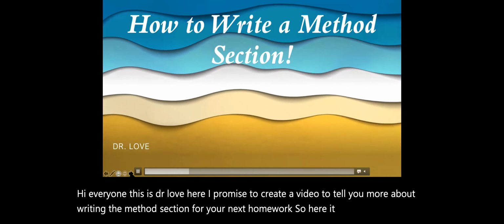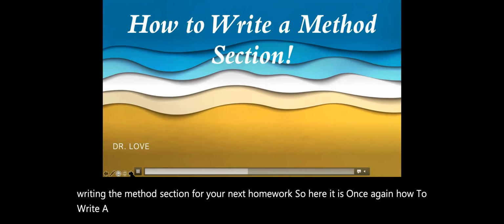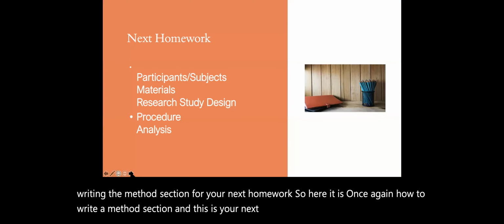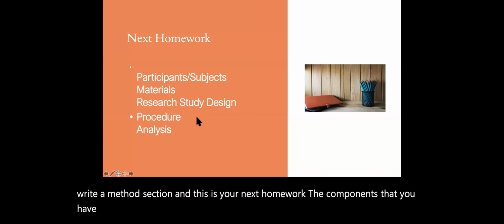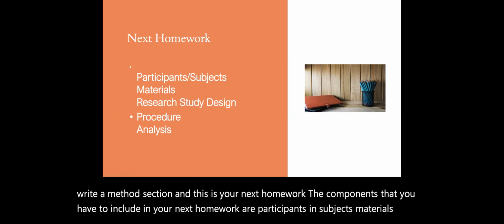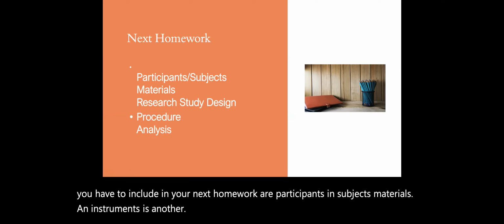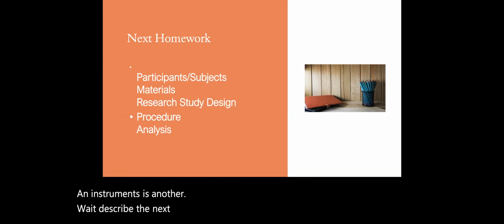Once again, how to write a method section, and this is your next homework. The components that you have to include in your next homework are participants and subjects, materials and instruments, which is another way to describe the next section, research study design, procedure, and analysis.